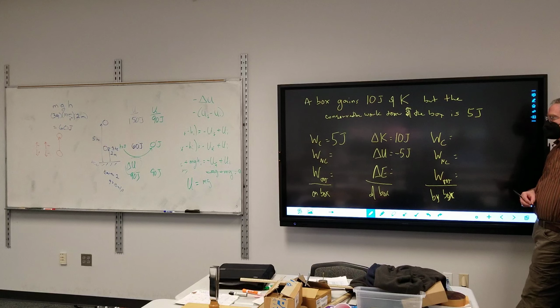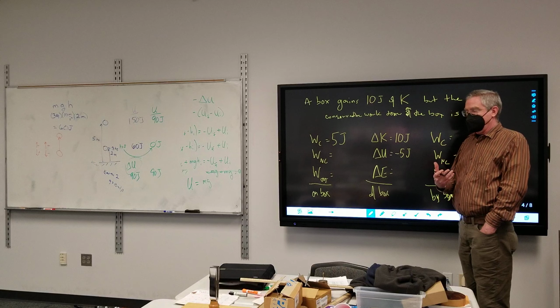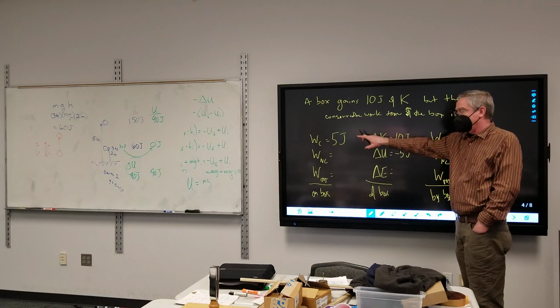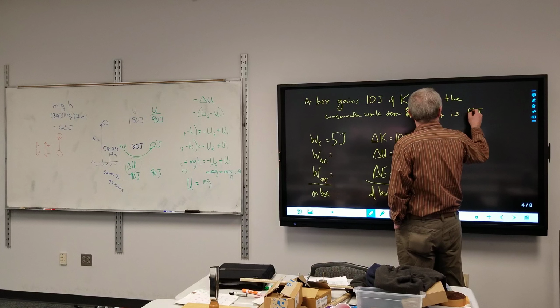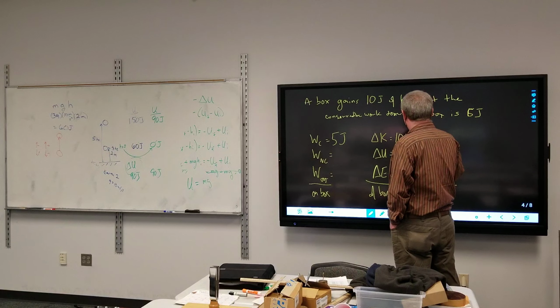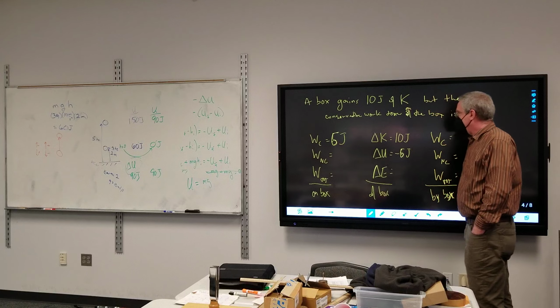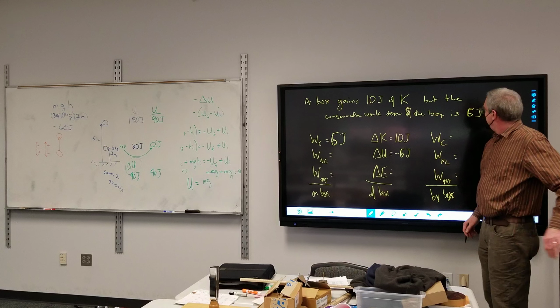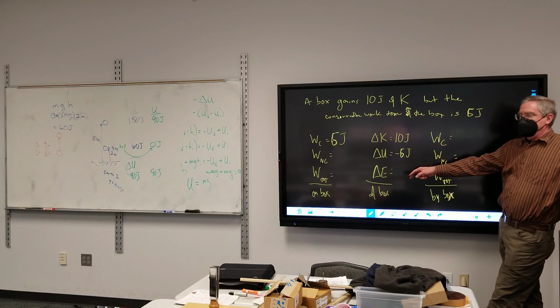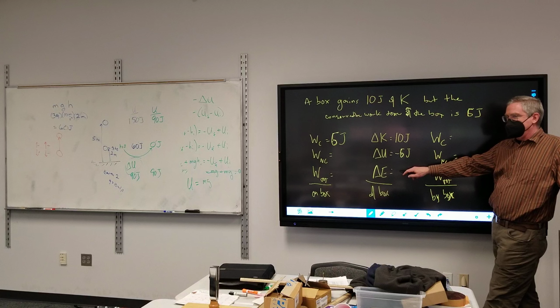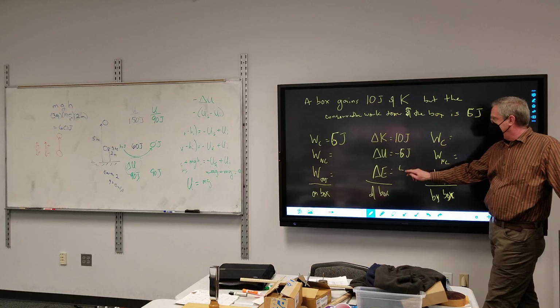I'm gonna change one of the numbers here, and I apologize for this, because later on, when you're looking through your notes, I don't want you to get confused about why this and that are the same thing. So I'm gonna change this 5 to a 6. So what's my change in energy now? Well, the change in potential energy is now -6, and the change in total energy? 4 joules.